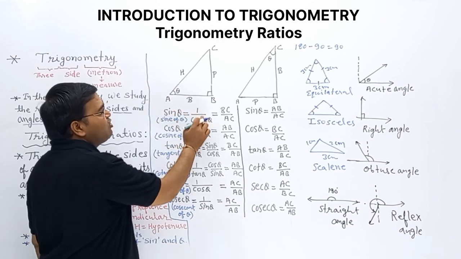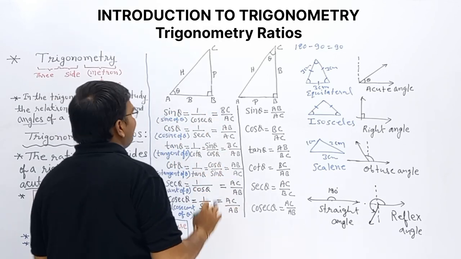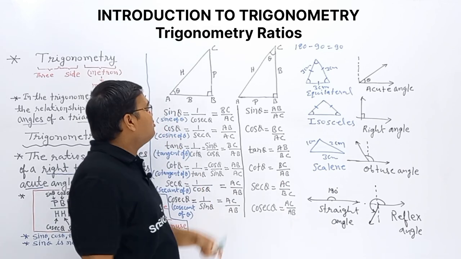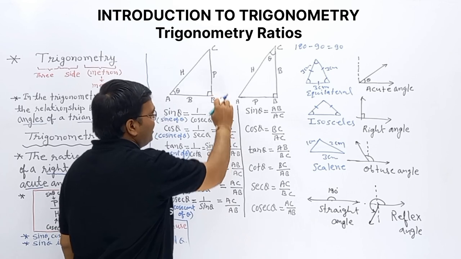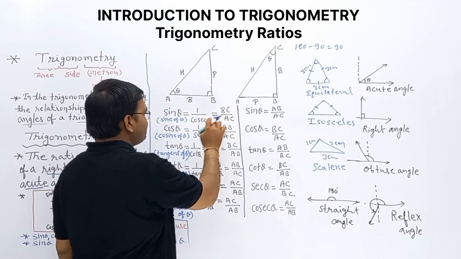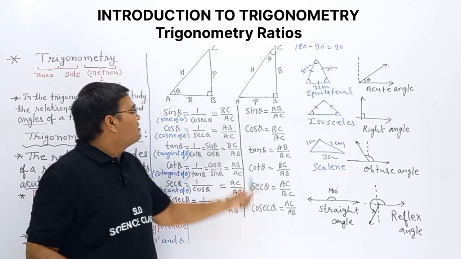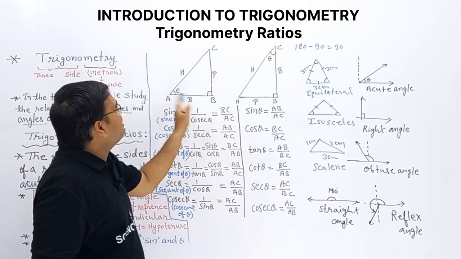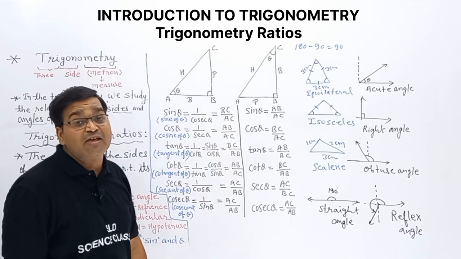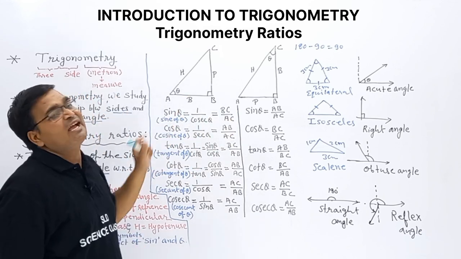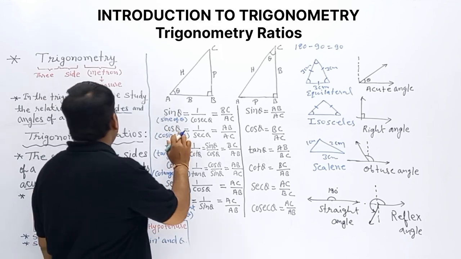Sin theta is the reciprocal of cosec theta, and it is what? P upon H. P means perpendicular. For this triangle, what is the perpendicular? This is the perpendicular. And what is the hypotenuse? So BC is the P, H is AC. So BC upon AC is the ratio, and this is called sin theta. Clear?